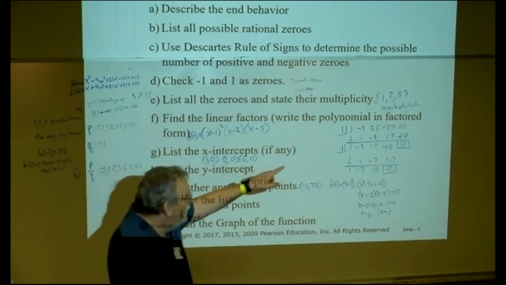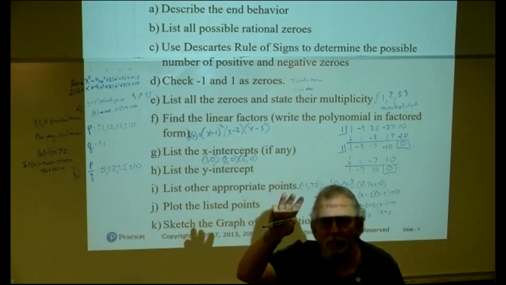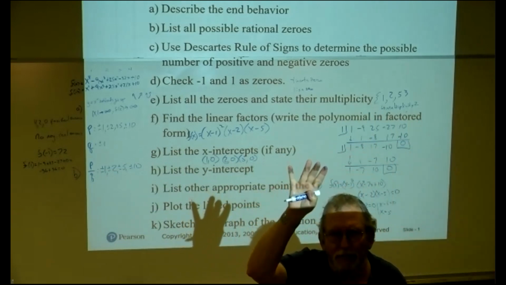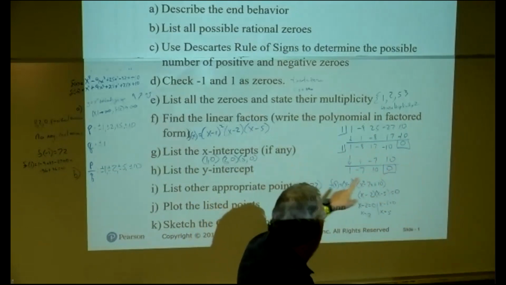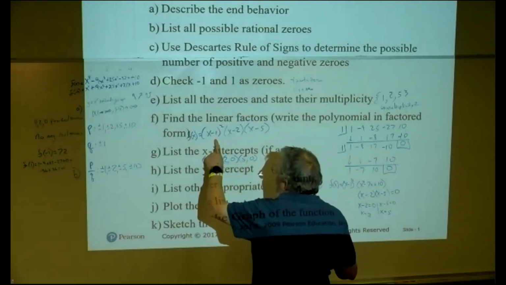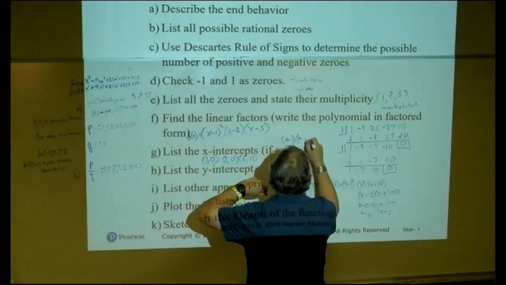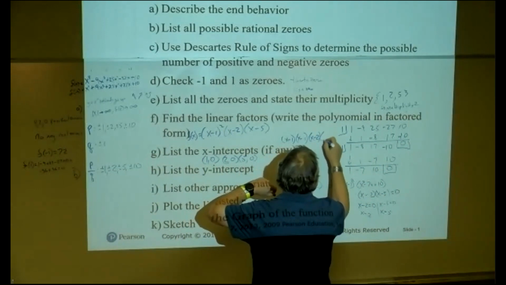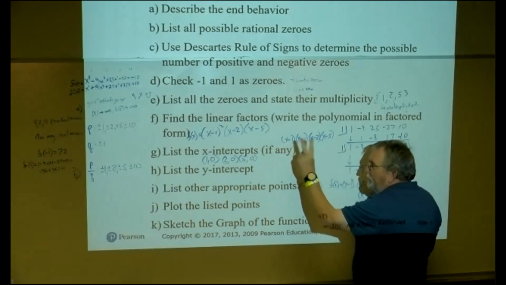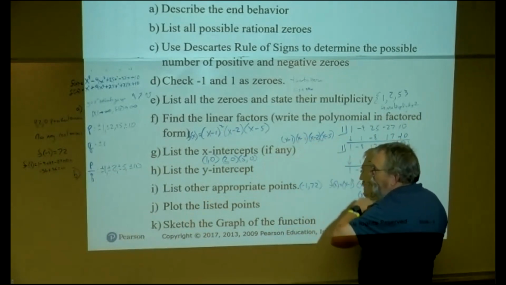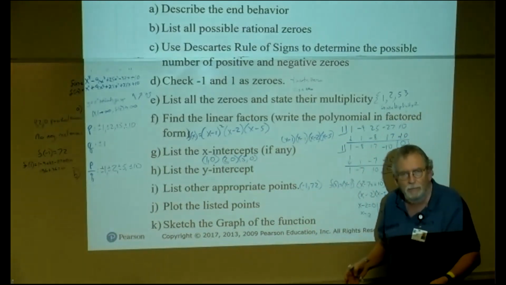Now, you look at the list of zeros and you say, but there's only 3 of them listed. Yeah, but one of them is a double, and so we count that one twice. So we do, in fact, have 4 zeros with 3 numbers because one of them repeats. If I factored that out, it would be x minus 1 times x minus 1 times x minus 2 times x minus 5. And so 1 shows up twice, giving me a zero here and here. So yeah, we do have 4 zeros, even though one of them repeats.